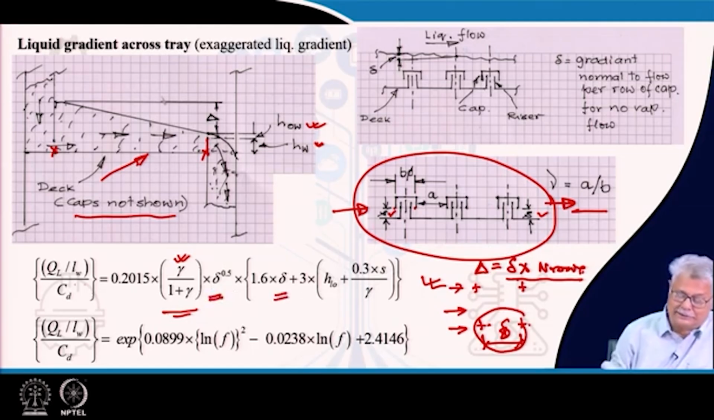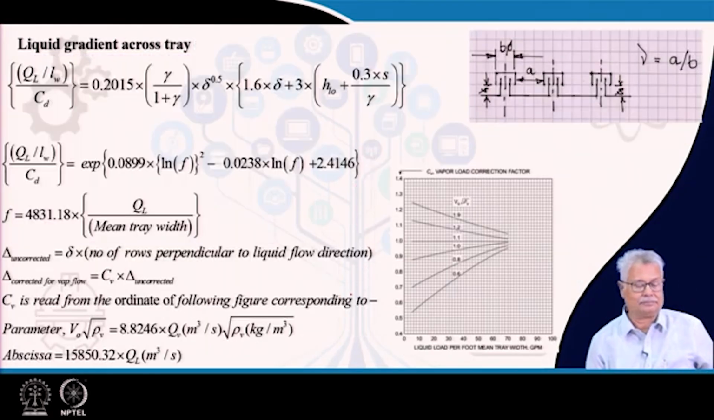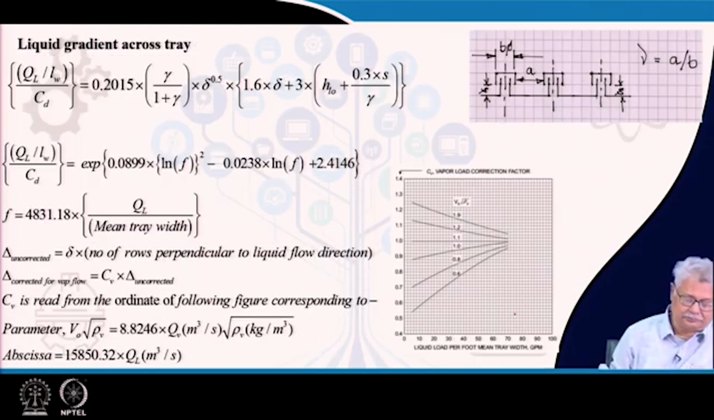So, you find that this is not an explicit expression in delta, but it has got delta in the implicit form. Now what you have is S, gamma, and HLO. We will see this in the next slide. What is HLO? It is the height of liquid over the weir.